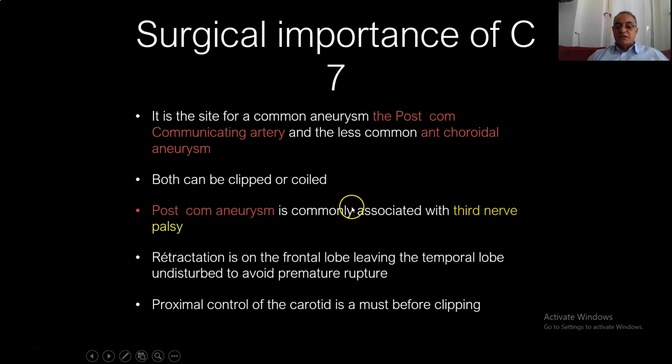These are surgical details we are not going to discuss in detail, but you should know that the PCOM aneurysm can produce third nerve palsy, and the PCOM aneurysm is closely related to the temporal lobe. So if you want to expose it, retract on the frontal lobe. Proximal control of the carotid is a must before clipping.